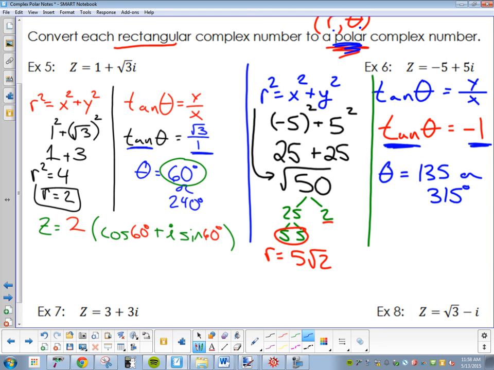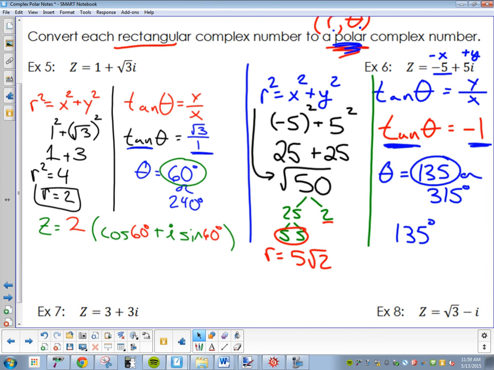Think about it for a second. One of those works for us, and one of them does not. 135 and 315. Which one do we want? Hold up the number 1 for 135. Hold up the number 2 for 315. I'm seeing 1s. David, why do you think 135? The x is negative and the y is positive, which is true at the 135 mark. Okay, good. So I've got that, 135 degrees.